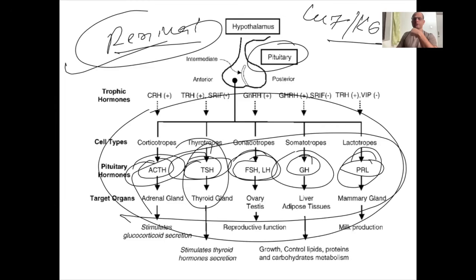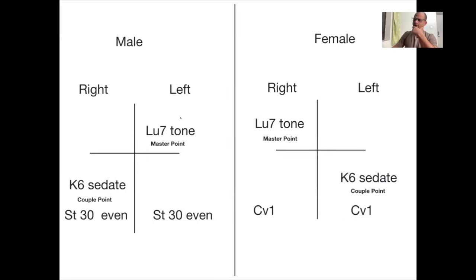So any disharmony in any hormone, we can work with the Ren Mai. So the master point lung 7 will be on the dominant side. For the male, it will be on the left side, the master point. And the couple point kidney 6 will be on the opposite side.